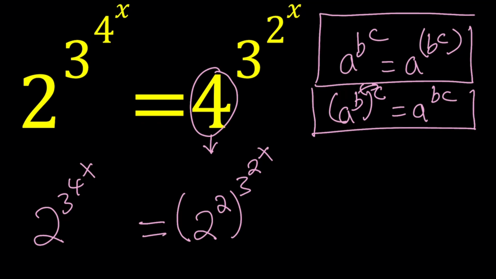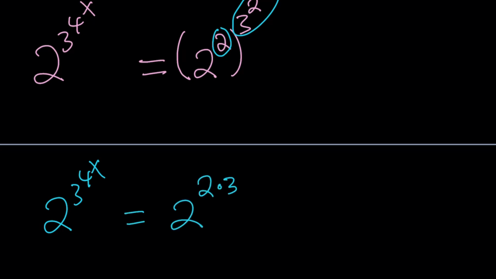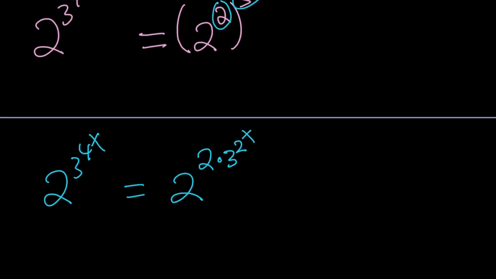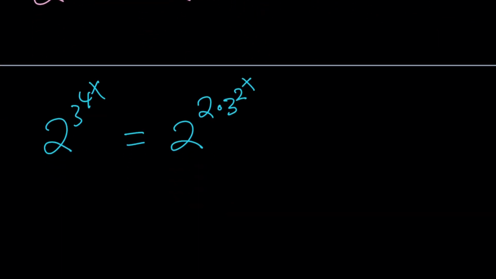The exponents here are, one of them is 2, the other one is this one. So we're going to multiply those two together. Make sense? So we're going to get 2 to the power 3 to the power 4 to the power x equals 2 to the power 2 times 3 to the power 2 to the power x. That's what we have to do. Multiply the exponents. It's called the superpower property, or the power of a power property. Okay? Cool. So far we got this.